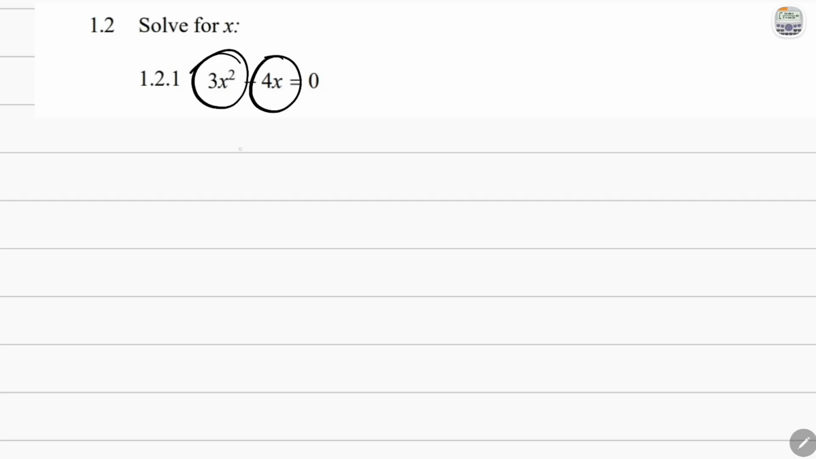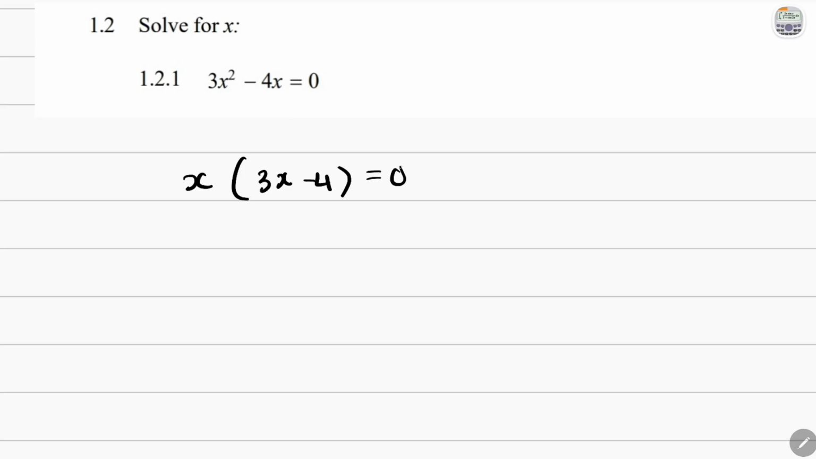Do you see how in the first and the second term, we have x in common? So we take that out as a common factor. And then what are we left with? Well, we have 3x squared, and if you take x out, you're left with 3x. You can just say 3x squared divided by x, and then you see what's left. Same thing over here. If you said negative 4x divided by x, you're left with negative 4. Okay, is equal to 0.